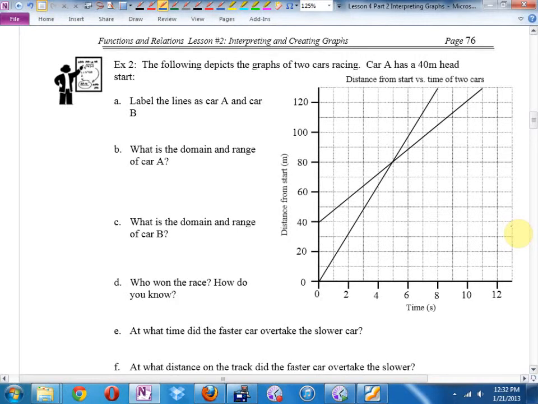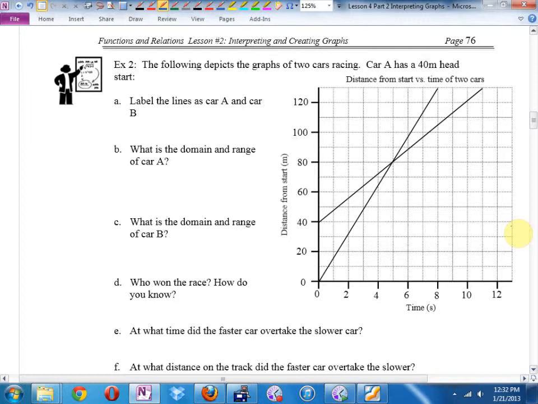Example 2. Again, here is a quantitative graph because it actually has numbers and values. It says the following graph depicts the graphs of 2 cars racing. Car A has a 40-meter head start. It says label the lines as car A and car B.